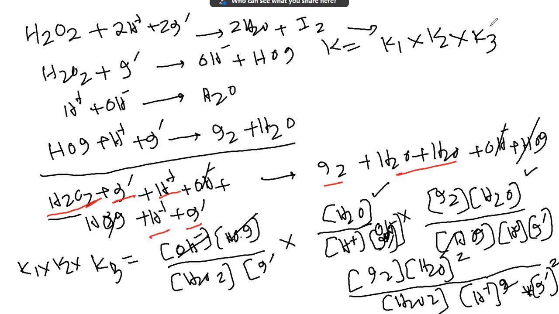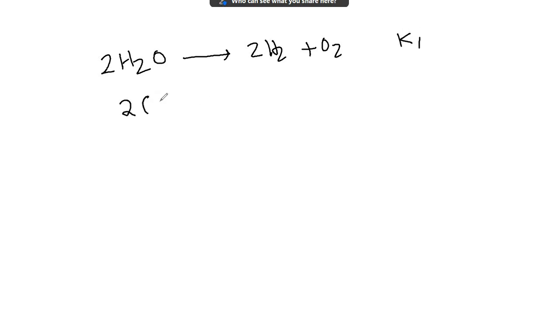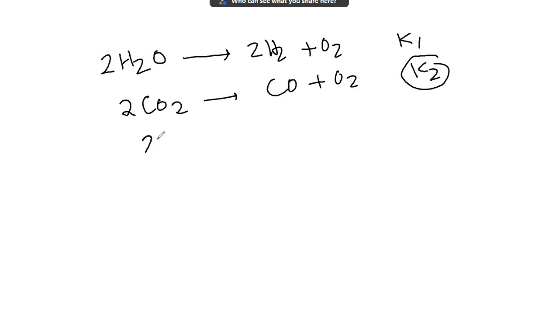I am giving another example of when we should think of the case of division. Let us look at the reaction 2H2O gives you 2H2 plus O2. Suppose it is K1. On the other hand, it is given as K2. Now if I reverse it, what does it become if I write it this way?